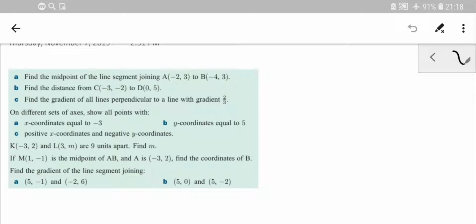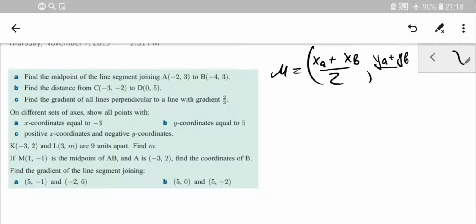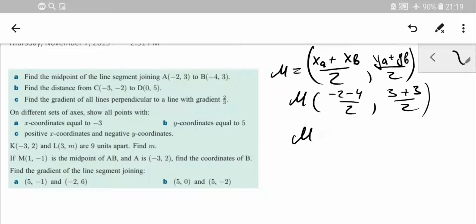Find the midpoint of the line segment AB. Simply, x_A plus x_B over 2 is the x coordinate of the midpoint, and for y the same. Let's calculate: -2 minus 4 over 2, and correspondingly 3 plus 3 over 2. So it turns out that M should have coordinates -3 and 3. Okay, that's the first question.